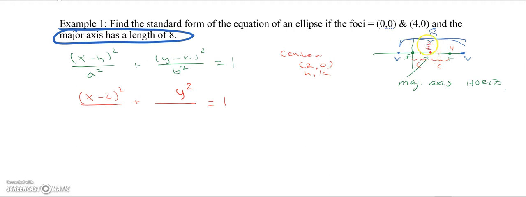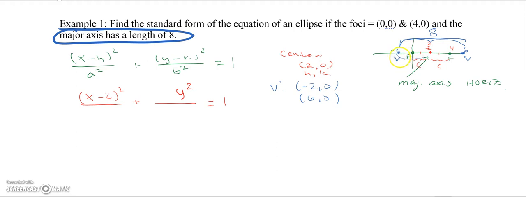So from the center, which is at 2, I'm going to go 4 units out to 6, and I'm going to go 4 units the other way to negative 2. So I know my vertices are at negative 2, 0, and at 6, 0. Because the major axis is length 8, the major axis goes from vertex to vertex, so that whole length is 8, so half of it is 4 from either side of the center. So if I go 2 plus 4, I get 6, and 2 minus 4, I get negative 2.